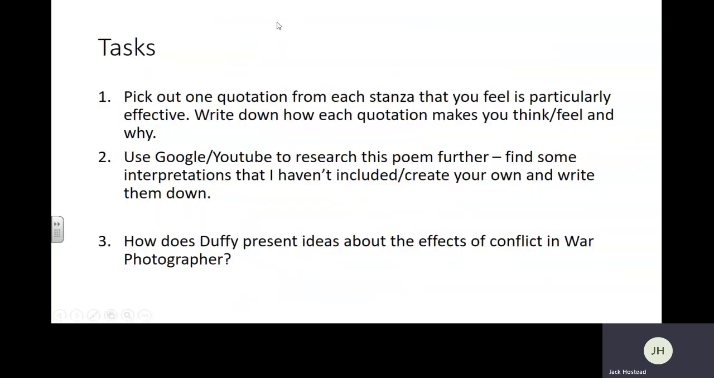Okay, so that pretty much brings us to the end. You don't have to listen to me talk anymore, but there are some tasks for you to do. You're going to pick out a quotation from each stanza that you feel is particularly effective. Write down how each quotation makes you think and feel and why. I want to emphasize that it's you: how does it make you think and feel? Yes, you can use some of my interpretations, but it'd be even better if you can come up with your own. Remember, literature is your personal response.